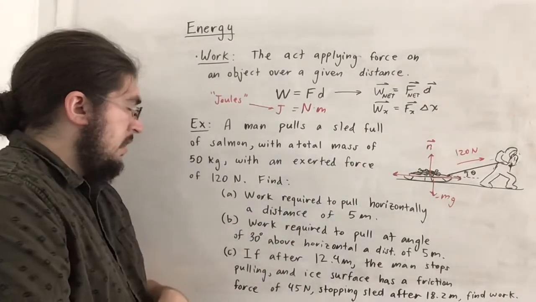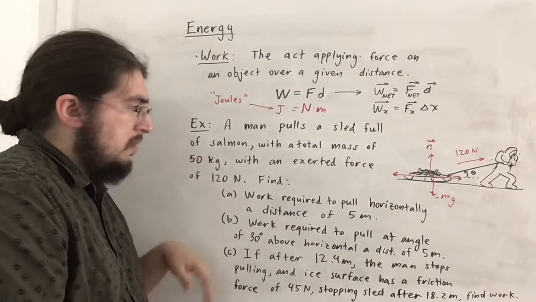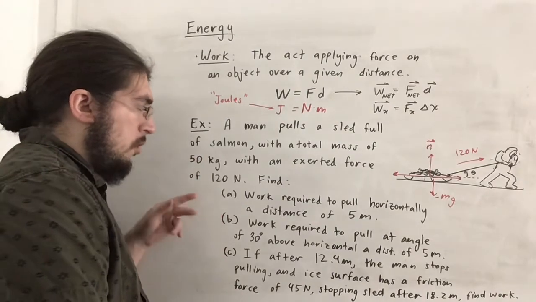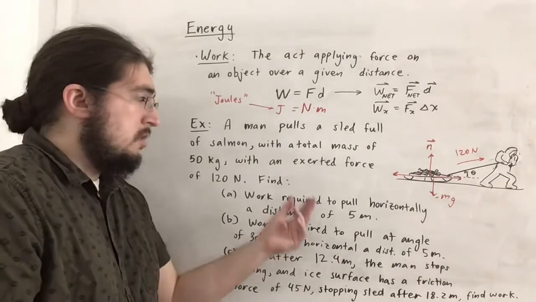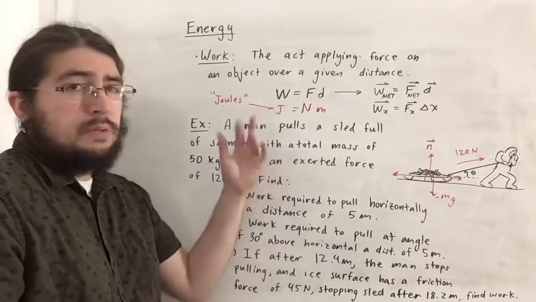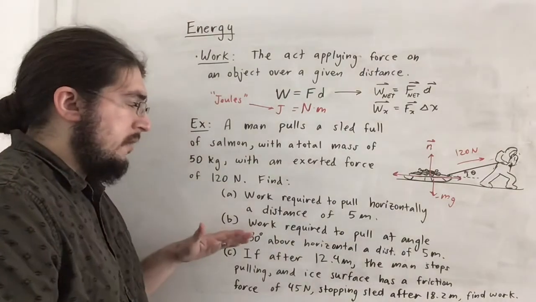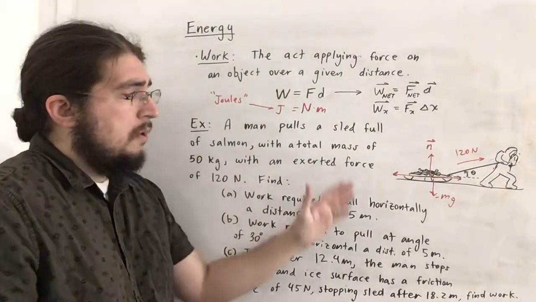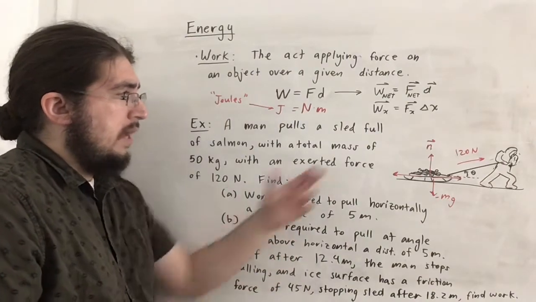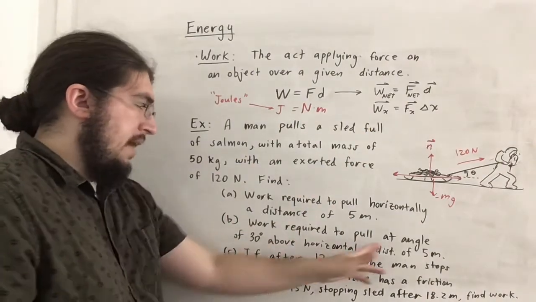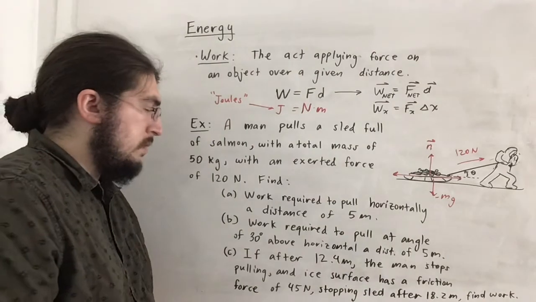So now we're asked to find a few things. First, the work required to pull horizontally a distance of 5 meters. Notice we have a distance and a force, so we just multiply those. Then we want the work required to pull at an angle of 30 degrees. So we'll have to find the x component of the force, Fx in this case. And then we have the distance also, so multiplying those would be okay.